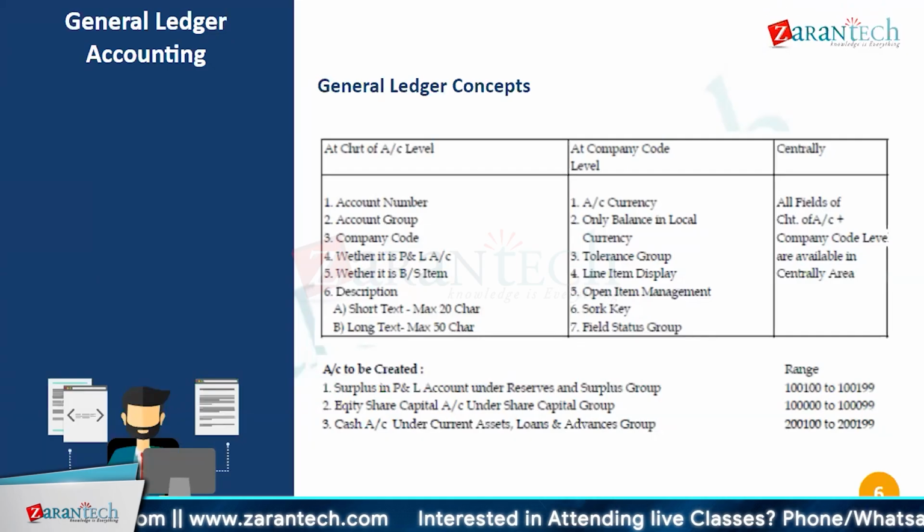A field status group basically does the job in terms of the general ledger master data. It will tell you what fields have to be filled in before you can save, or what fields are optional. You either fill in or you don't fill in, the system won't say anything. Or it will say this field can only be displayed. That is what a field status group does.